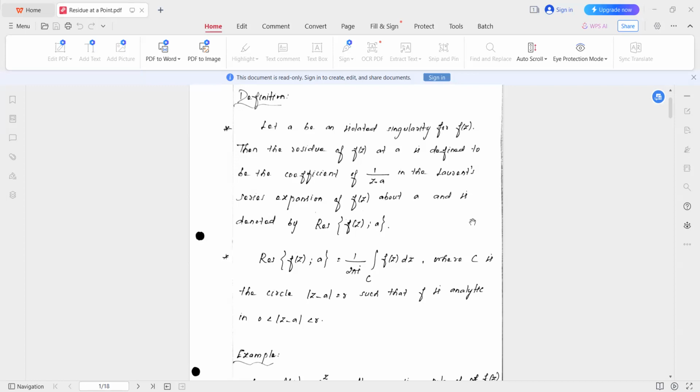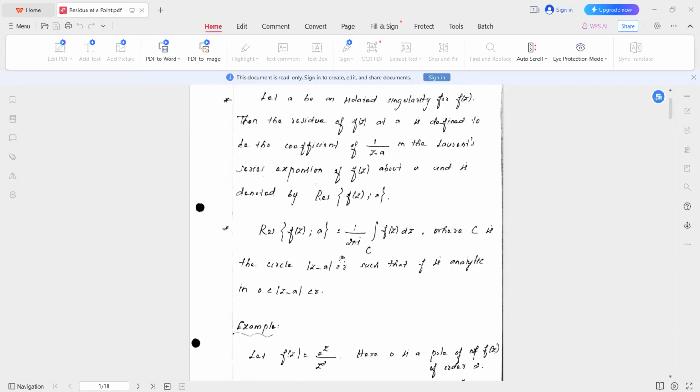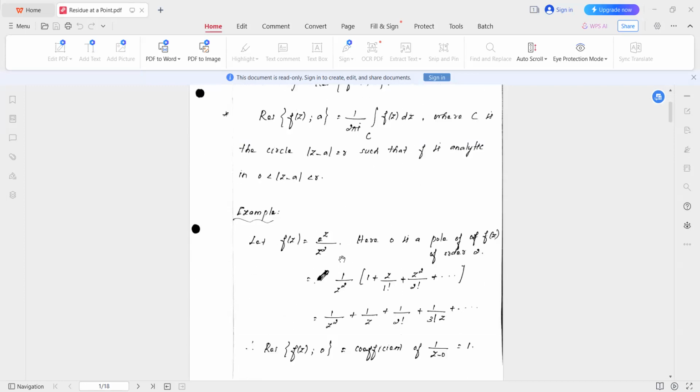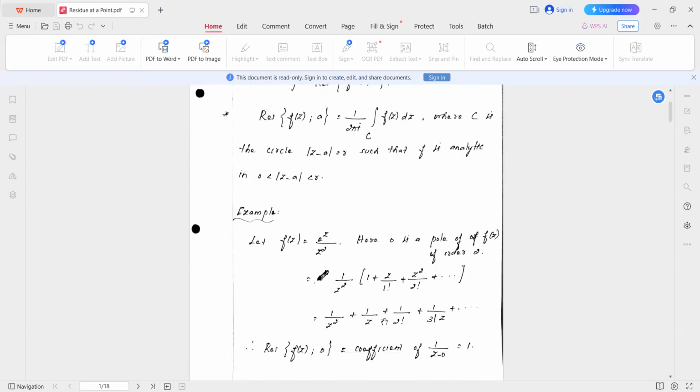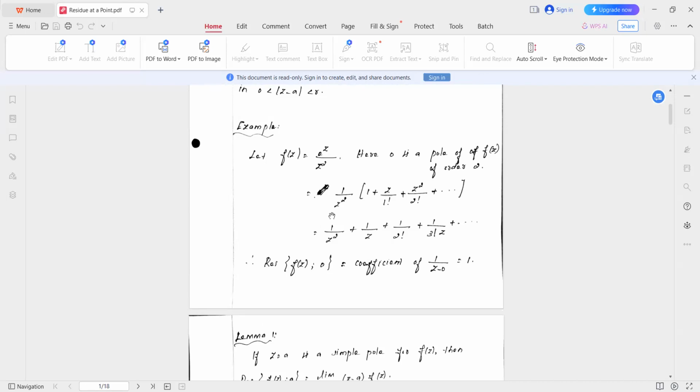Greetings to dear students. In the last video, we have seen the definition of residue of a function at a point. Residue of a function at the point z equal to a is nothing but the coefficient of 1 by z minus a in the Laurent series expansion, or the value of 1 by 2 pi i integral over C of f of z dz. Okay. So, first example.